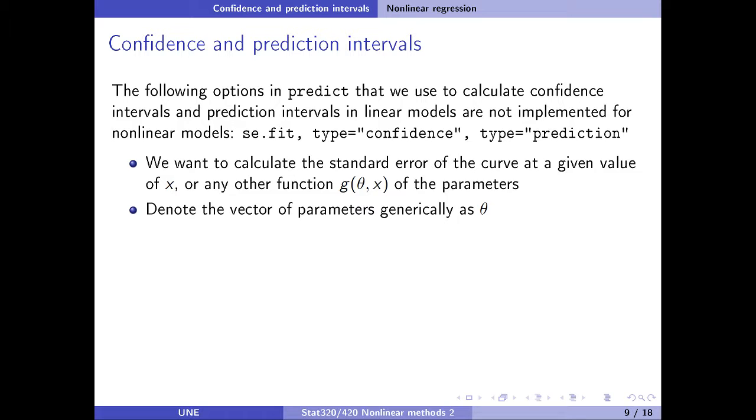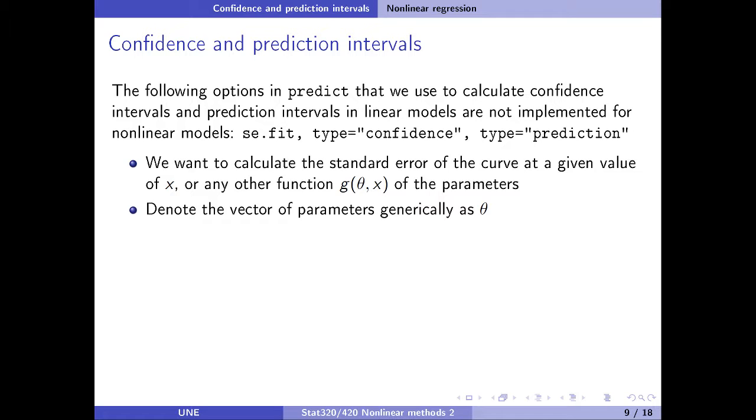But what we're going to talk about is the much more general question of any function of those parameters. And the reason we do that is it's just as easy to solve the question, so find the standard error for g, as it is for the specific one of the curve. So once we find out how to do this for any function g of theta, we'll then apply that solution to finding the standard error for the curve at a given value.